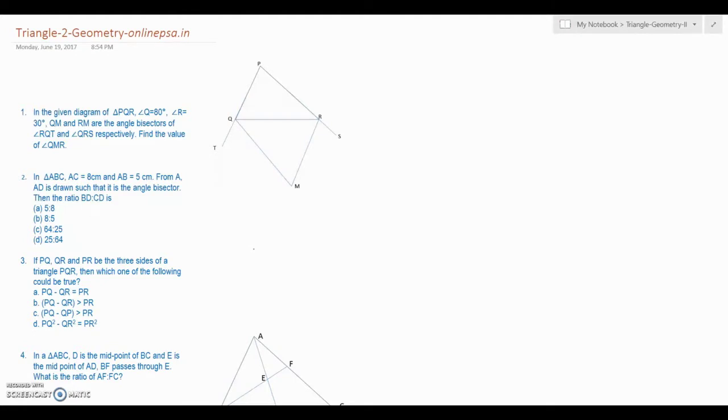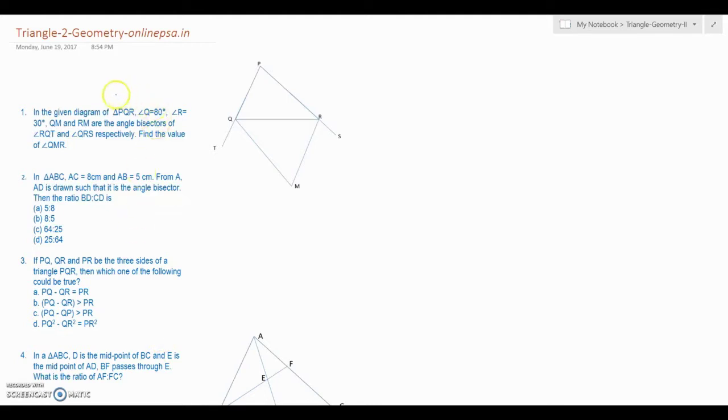Today also we'll continue that and get some more new questions and also theorems to consolidate our learning on the triangle chapter. This will continue for the next couple of sessions that we bring to you by onlinepsa.in team, and hope you will keep these things in your mind when you try to solve all those questions from the competitive exams. Let us begin. First question.